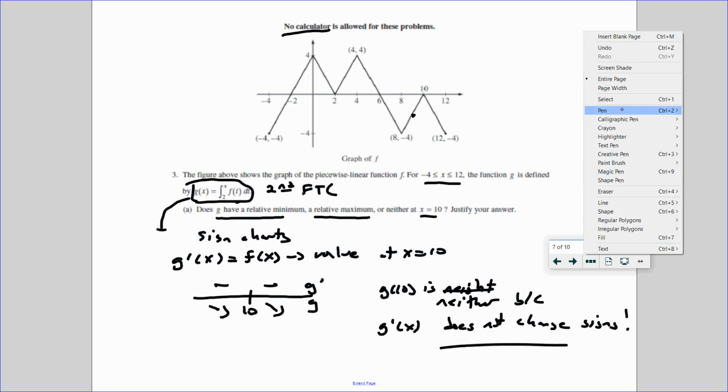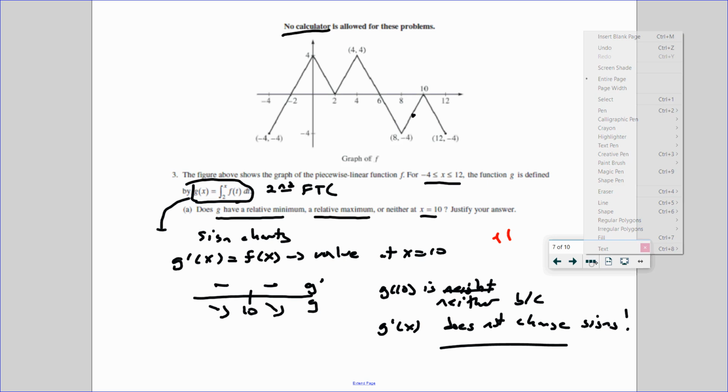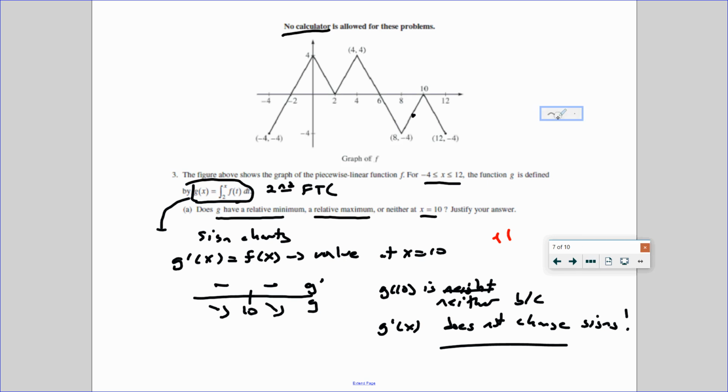Now on the AP, this really isn't worth too many points. It's only worth a whopping 1 point for us. Not a hard one, but definitely show your work on these. Don't be afraid to show your work.